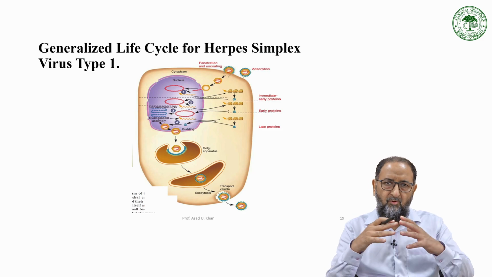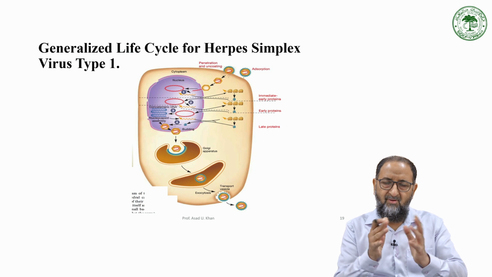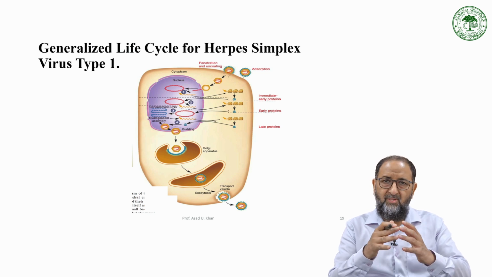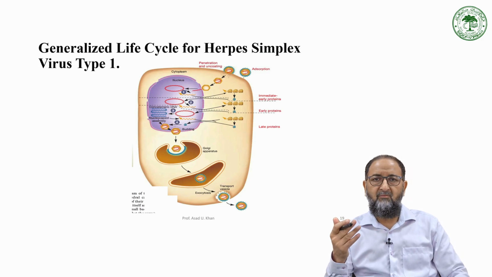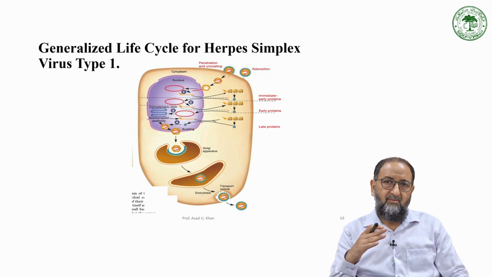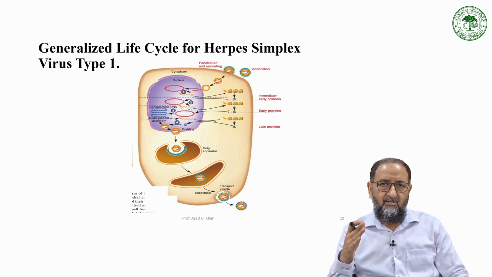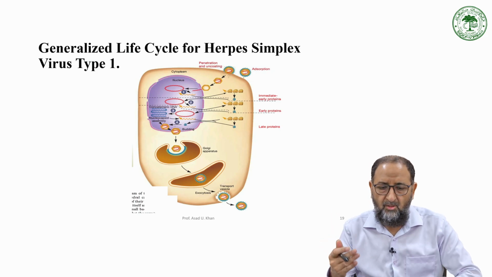Uncoating means removal of the coat, removal of the capsid and capsomeres, or removal of the envelope if it is an enveloped virus. So dissolution of the envelope, removal of the capsid and removal of the capsomeres allow the virus to uncoat, and this uncoating is basically the release of the nucleic acid. Just like in the lysogenic phase, where we deintegrate or excise the phage genome. What is important here is that the nucleic acid is removed from the virus particle so that it can undergo the replication process. So this is how it happens.